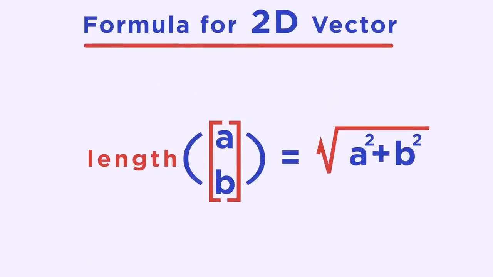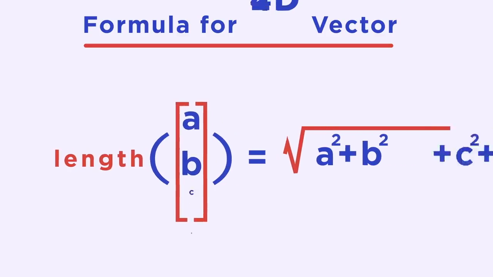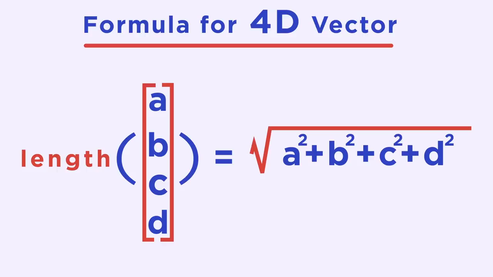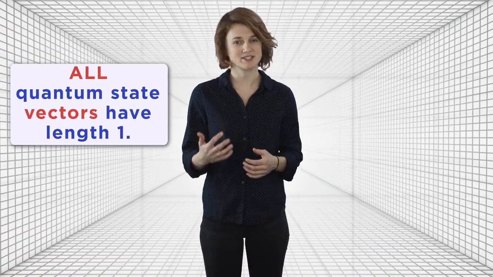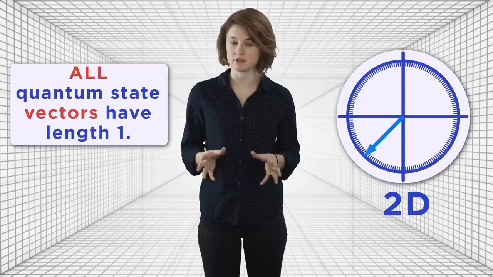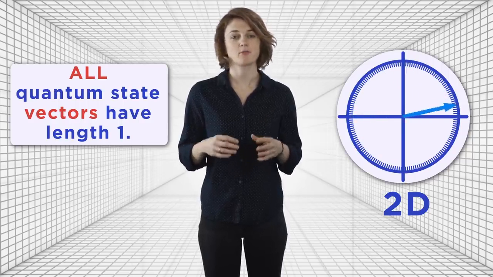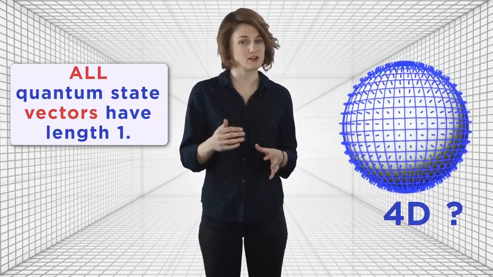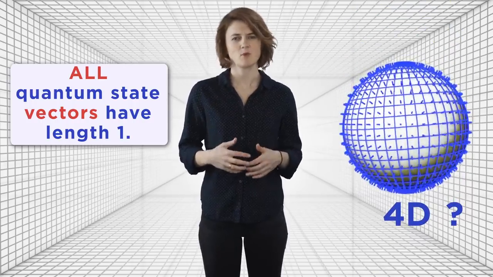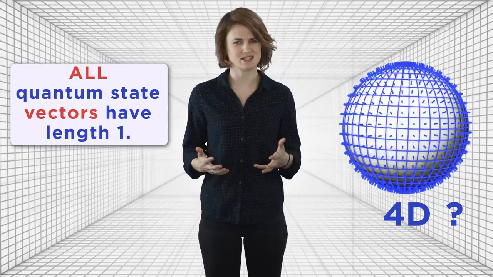The formula for the length of a 2-dimensional vector easily generalizes to the formula for the length of a 4-dimensional vector. So, as we said before, all the quantum state vectors have length 1. The 2-dimensional vectors pointed to a spot on the unit circle in 2-dimensional space, and these 4-dimensional vectors point to a spot on the unit sphere in 4-dimensional space, which makes it awfully hard to visualize.